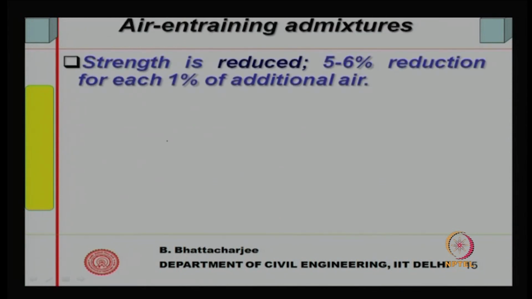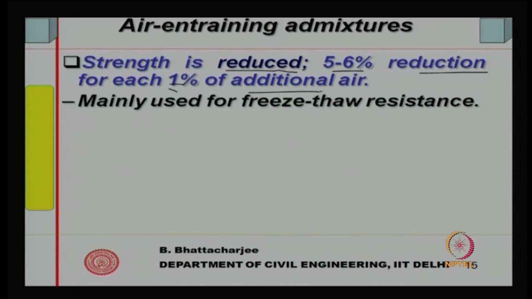Obviously, if you are introducing pores, one issue is that strength would be reduced. There is a 5 to 6% reduction in strength for each 1% of additional air. So, if you add 1 more percent of air, a 5 to 6% reduction in strength will occur. It is mainly used for freeze thaw resistance.